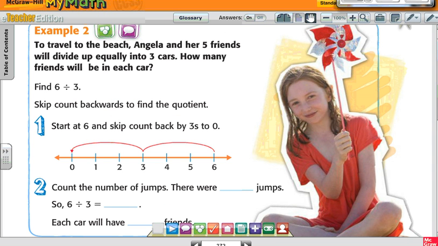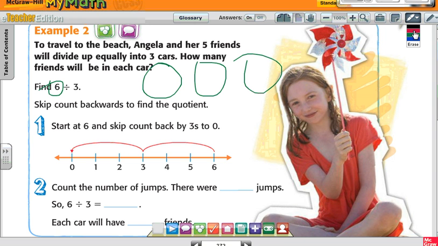Look at example number 2. It says to travel to the beach, Angela and her 5 friends will divide up equally into 3 cars. How many friends will be in each car? So how many people are there? 6. Why 6? Because she has 5 friends plus herself, which would be 6. And we're going to divide them into how many cars? 3. So here are my 3 cars.